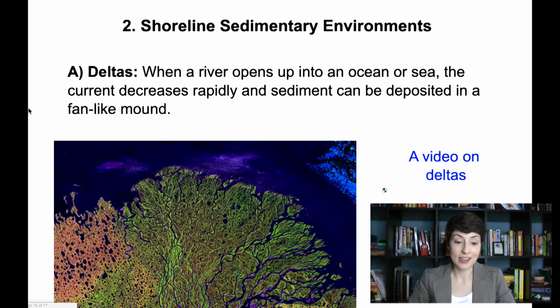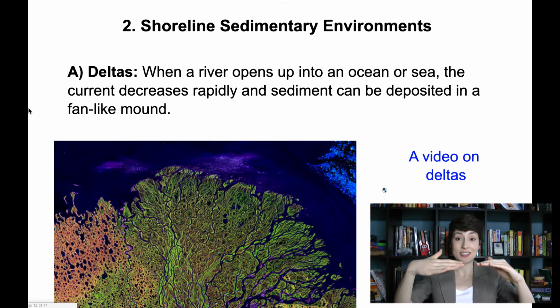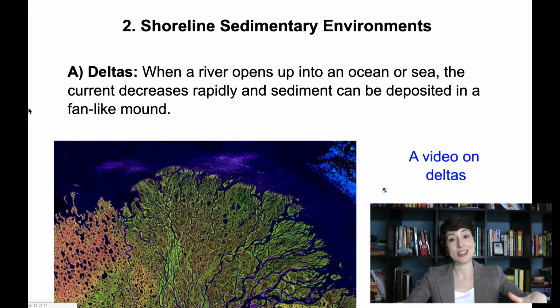Now we're on to shoreline sedimentary environments. A delta, you've probably heard of deltas before. A delta exists when a river opens up into an ocean or a sea. The current, which existed in the river, stops pretty abruptly and all of the sediment again gets dumped.